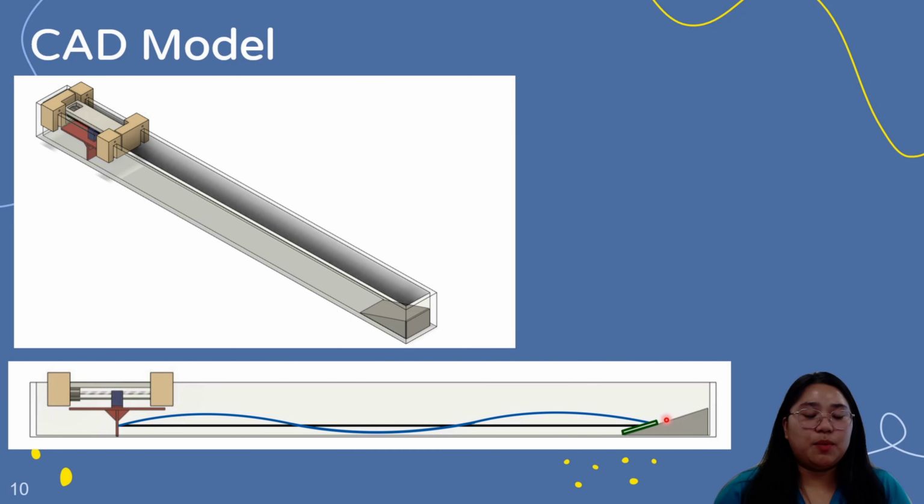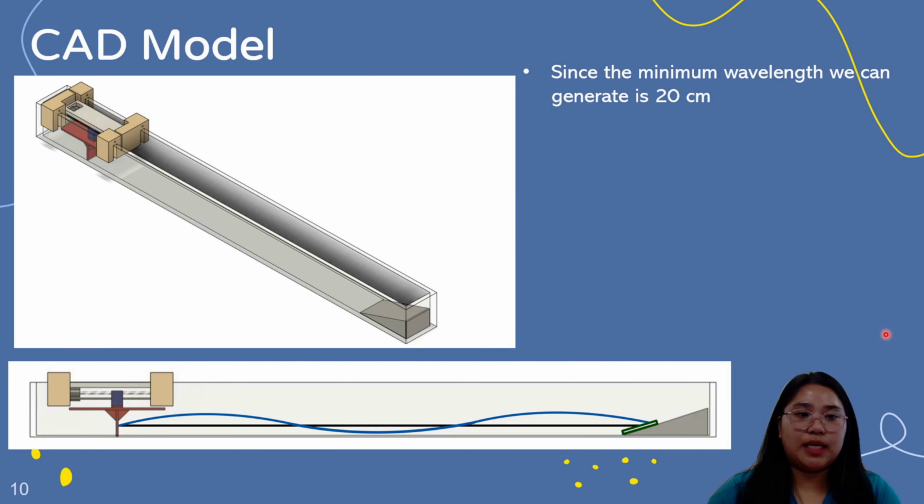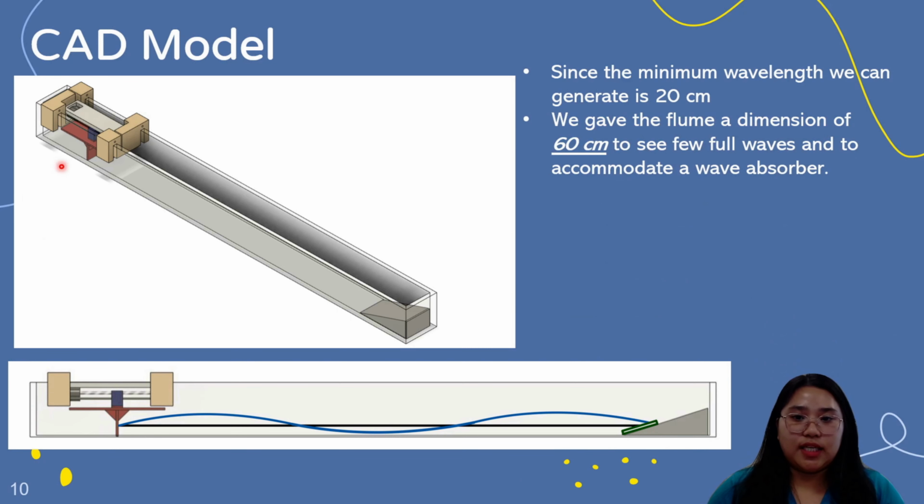And over here is just a little drawing that I did. In the main project itself, it's a little tile scrub padding, also to absorb the wave itself. So in this model, since the minimum wavelength we can generate is 20 centimeters, we gave the flume a dimension of 60 centimeters length to see at least a few waves in there, and to accommodate the wave absorber at the end.